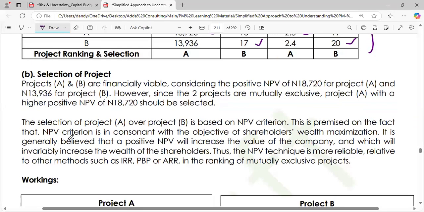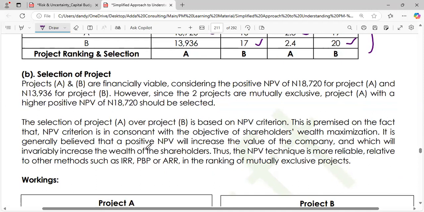That's that. However, the selection of project A over project B is based on the NPV criterion. This is premised on the fact that the NPV criterion is in consonance, is consistent with the objective of shareholders' wealth maximization. It is generally believed that a positive NPV will increase the value of the company and which will invariably increase the wealth of the shareholders.